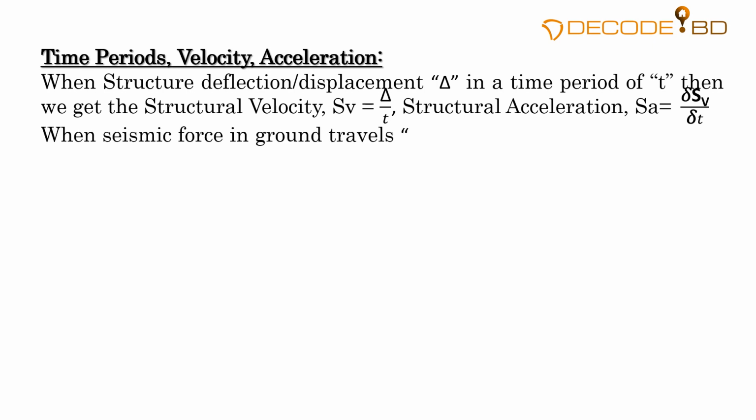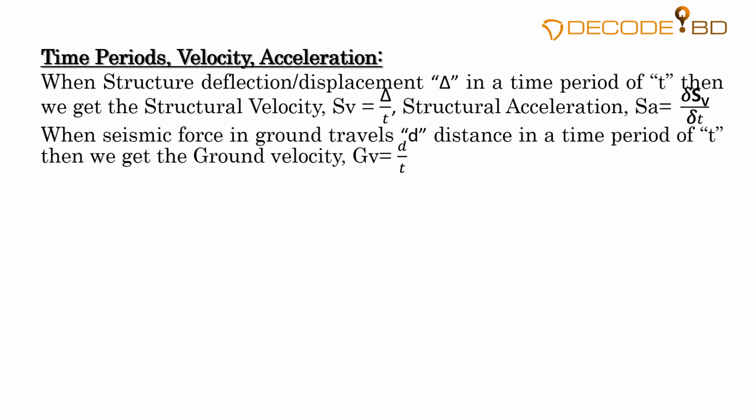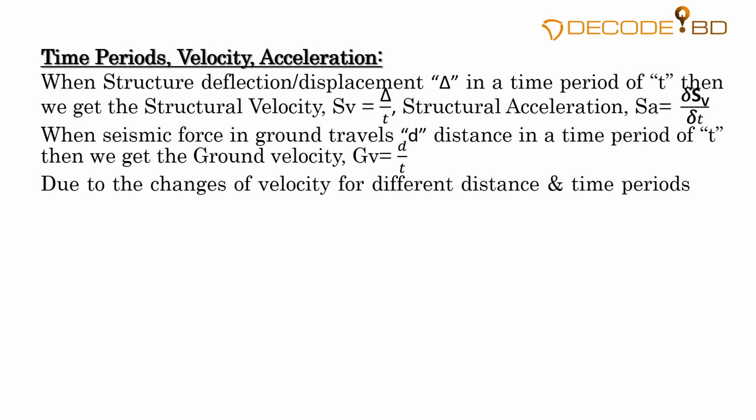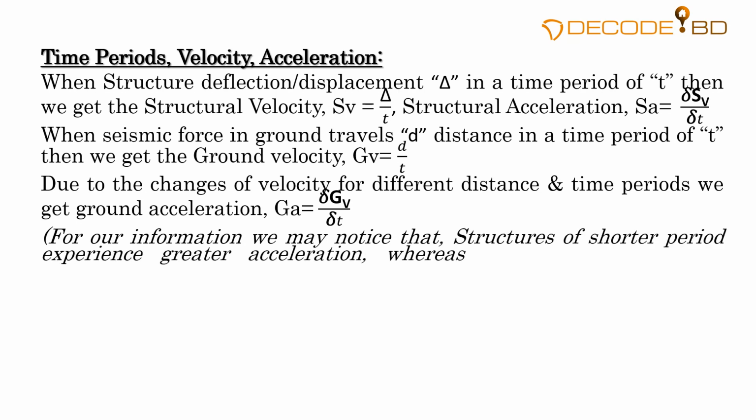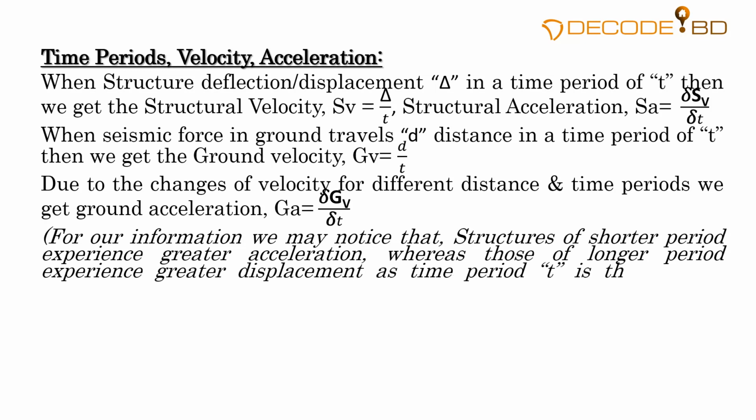When seismic force in the ground travels distance d in a time period of t, then we get the ground velocity GV equal to d by t. Due to the changes of velocity for different distances and time periods, we get ground acceleration equal to the change of velocity divided by the change of time periods. For our information, we may notice that structures of shorter period experience greater acceleration, whereas those of longer periods experience greater displacement, as time period t is the dividing factor.